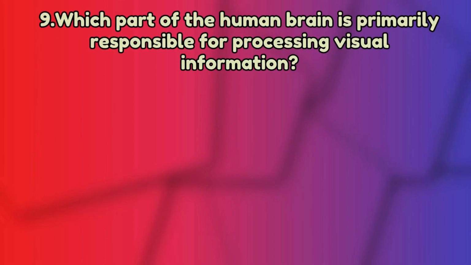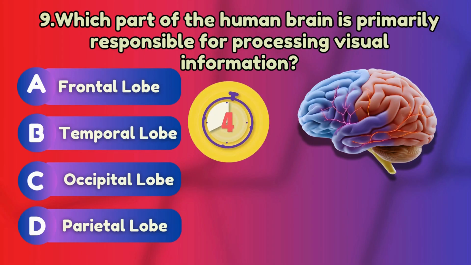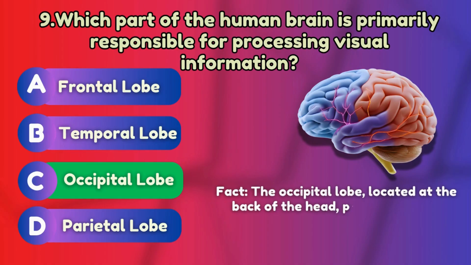9. Which part of the human brain is primarily responsible for processing visual information? A. Frontal lobe. B. Temporal lobe. C. Occipital lobe. D. Parietal lobe. Right answer, occipital lobe. Fact: the occipital lobe, located at the back of the head, processes sight.